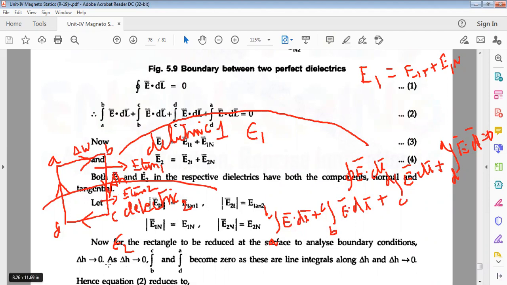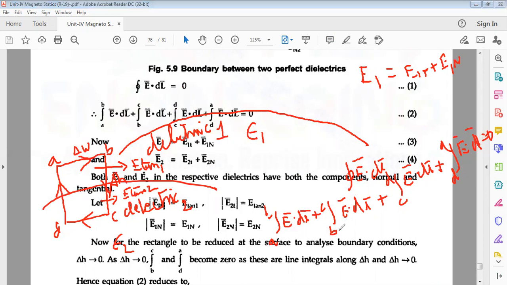Definitely we can take the lateral side as 0. As delta H tends to 0, the integrals B to C and D to A become 0, because B to C is in one direction and D to A is in the other direction. The two integrals are zeros. What are the remaining two integrals here?